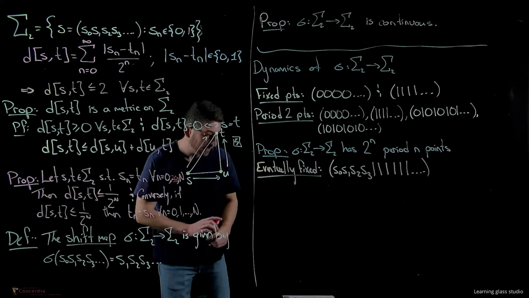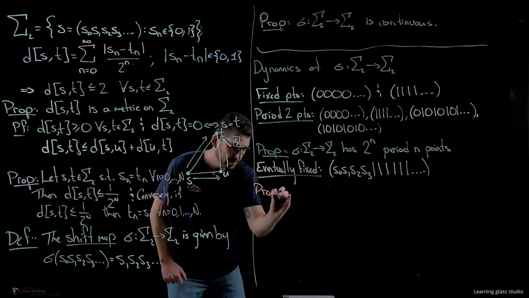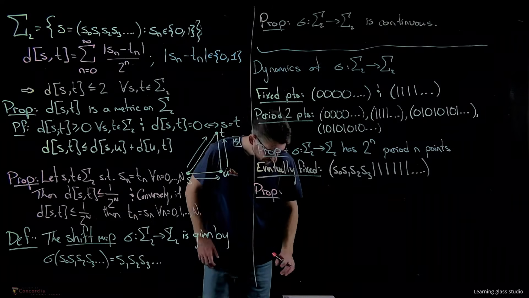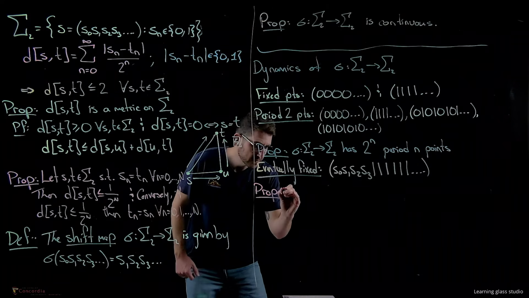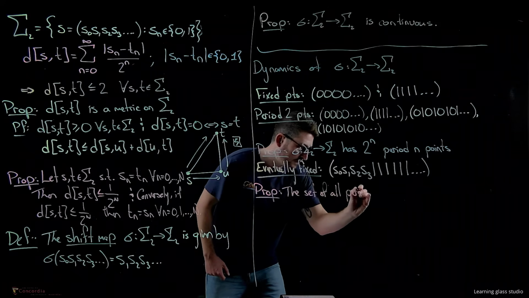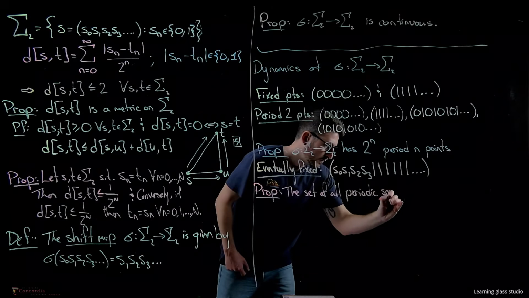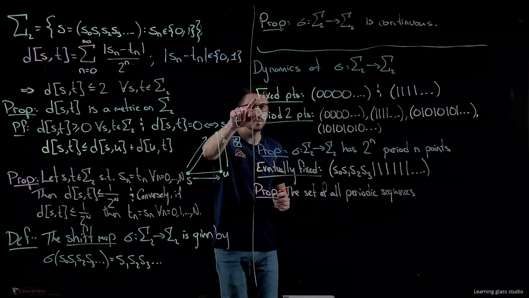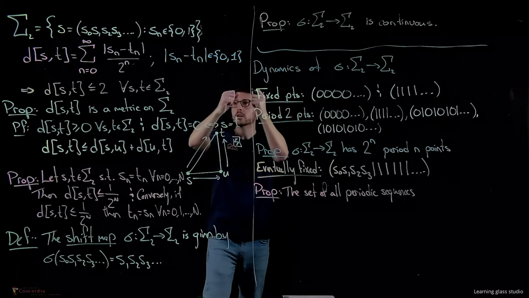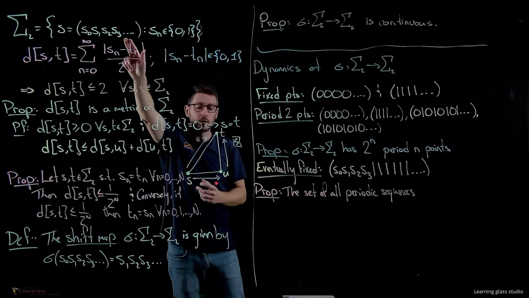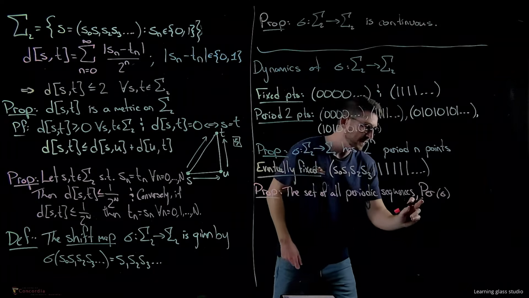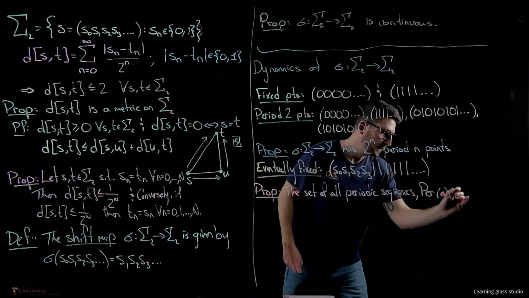Now, here's something that I want to talk about. Here's a fun little proposition. We're going to use a concept from real analysis again here. Let's say the set of all periodic sequences, right? So all of the fixed points, all of the period 2 points, all of the period 3 points, all of the period 100 points. Take them all together and just think of them as a subset of the whole sequence space. I'm going to call it per of sigma, and that means it's periodic with respect to sigma.